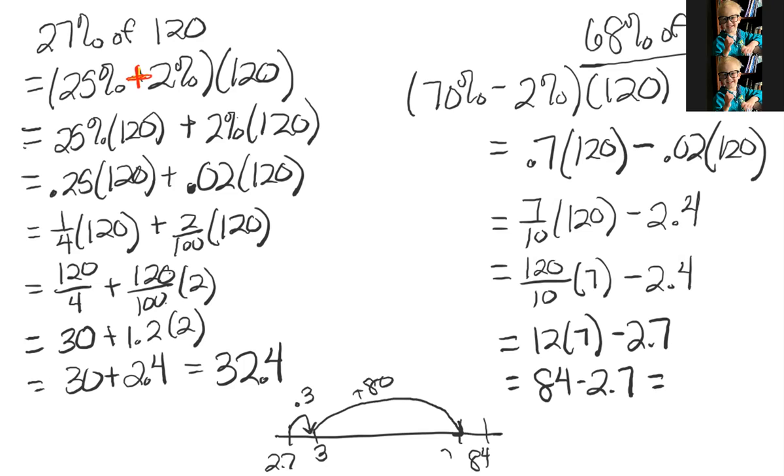Oops. Sorry. Oh yeah, that's what I wanted to do. We're not going to go up to 80. We're going to go up to 83, and then one more. So we can count up from 2 7/10 to get to 84 to find 81 3/10 is our difference.